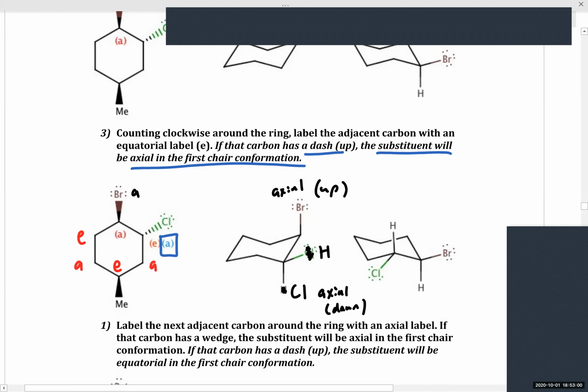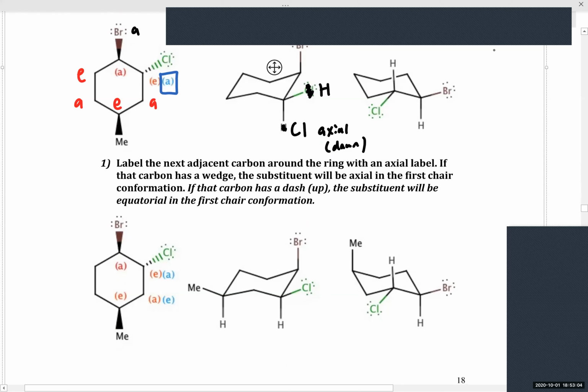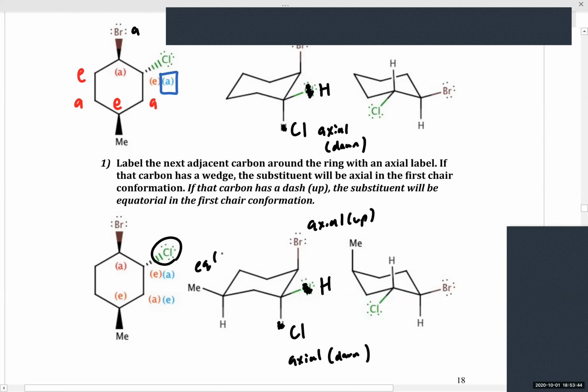So you'll keep counting around the ring, and if it has a wedge, you use the set of labels in red. If it has a dash, you use the opposite set of labels in blue. So the key distinction is, because the chlorine has a dash, it's pointing down. So instead of an equatorial chlorine, we have an axial chlorine pointing down. While both of our wedge substituents are, in this case, our bromine axial pointing up, and our methyl equatorial pointing up. As we can see, all of our substituents with a wedge are pointing up, while all of our substituents with a dash are pointing down. Does that make sense?